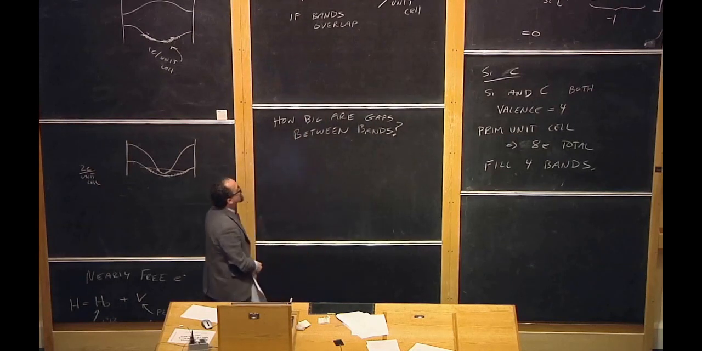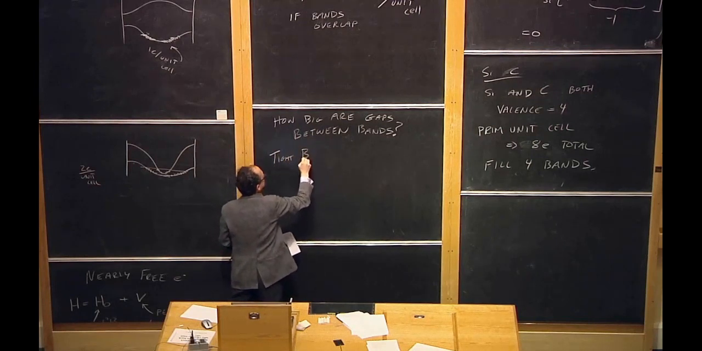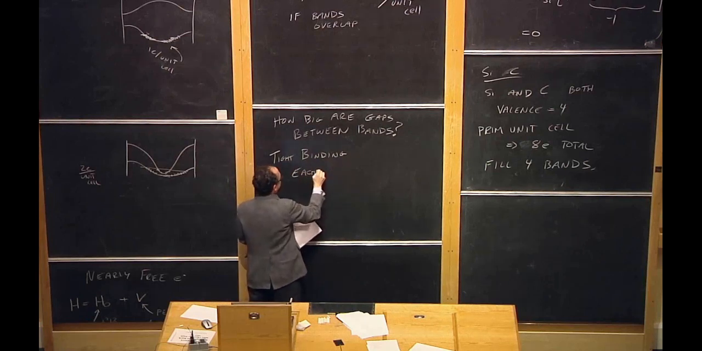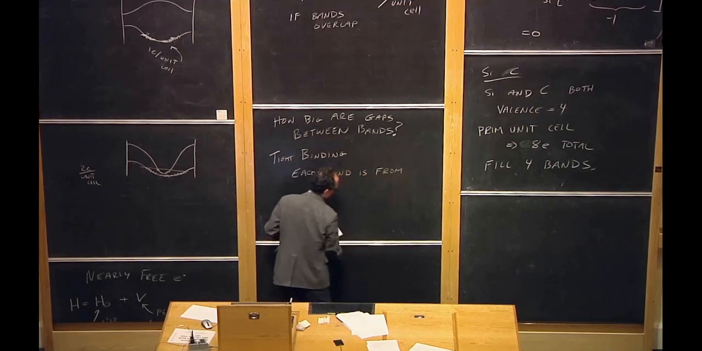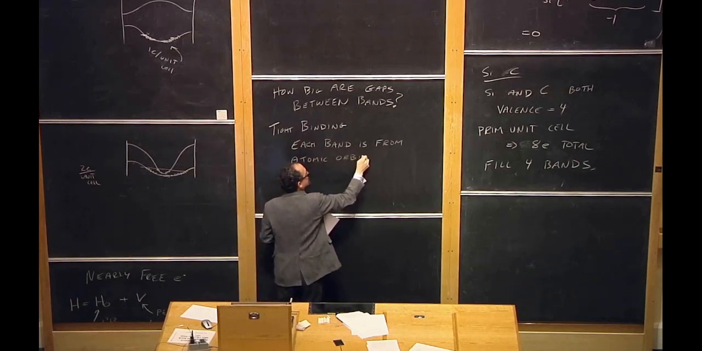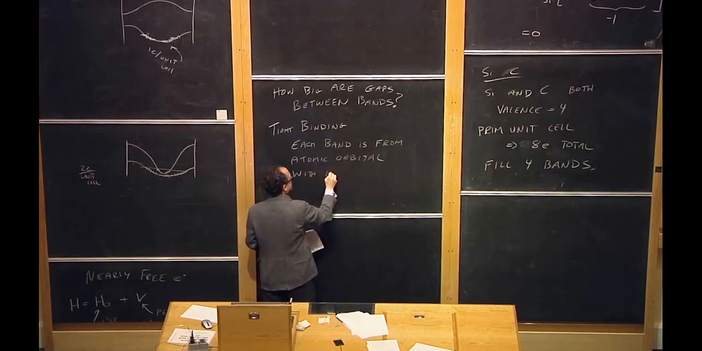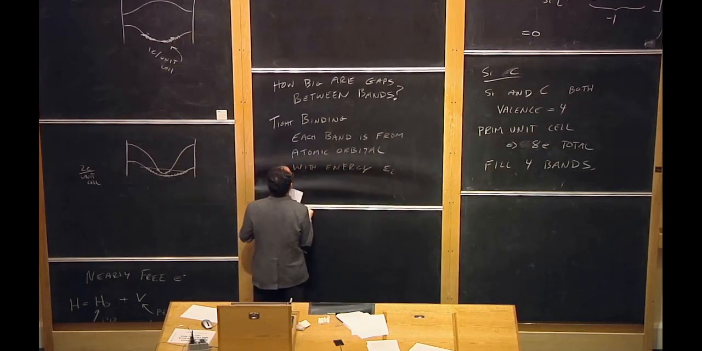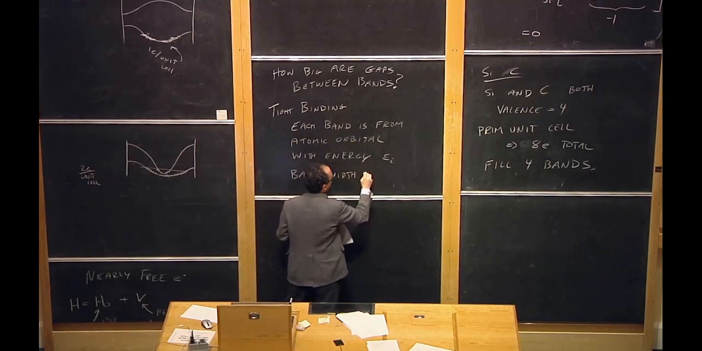We had different ways of describing how we understand the band structure. One way of describing it was from tight binding. In the tight binding picture, recall that each band comes from an atomic orbital with energy E sub i. And the bandwidth is from hopping.